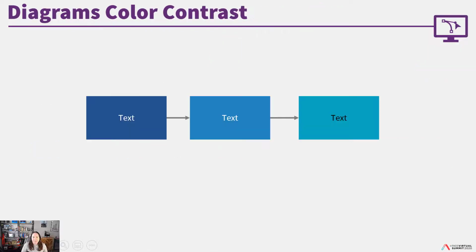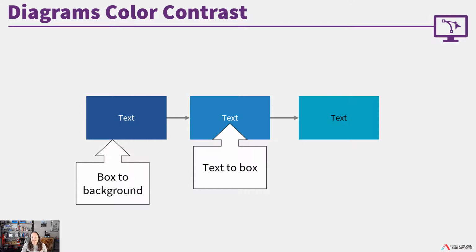So that's text. We also need to be concerned with diagrams. When I'm measuring color contrast for a diagram like this with 3 boxes and lines connecting them, I need to be concerned about multiple areas. First, I need to measure the color contrast of this box, the dark blue box, to the background, the light gray background. Then I need to measure the color contrast of the text inside the box to the box background color, the fill color.